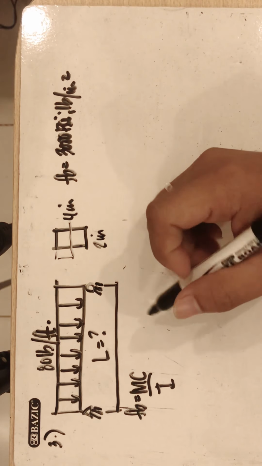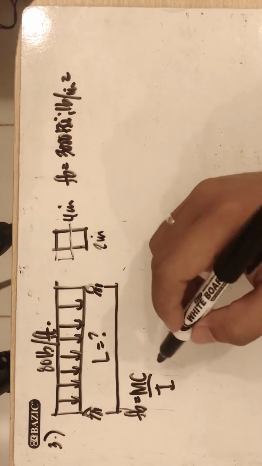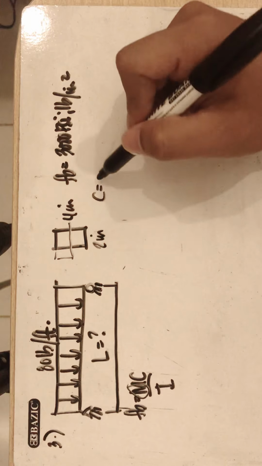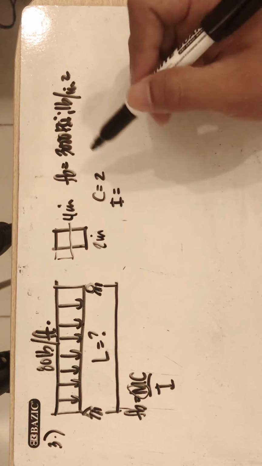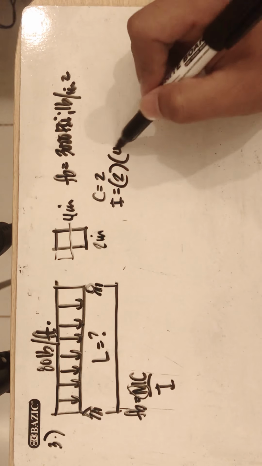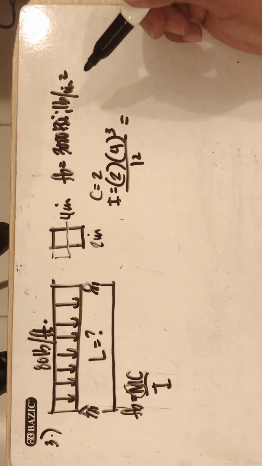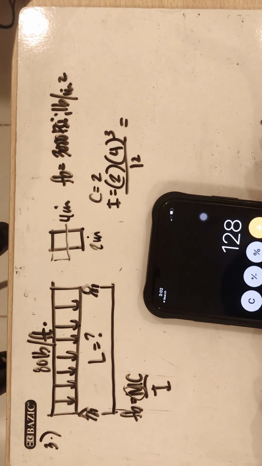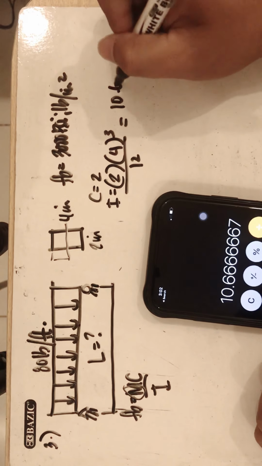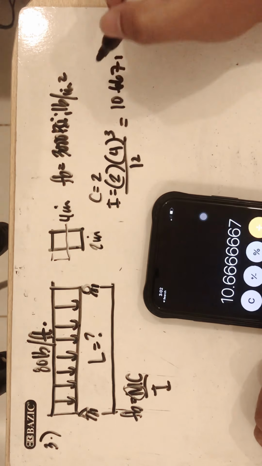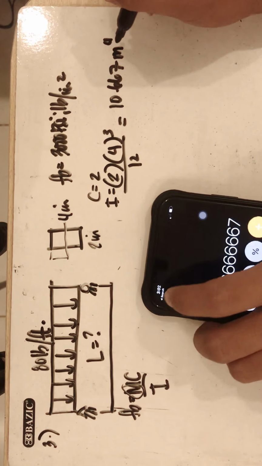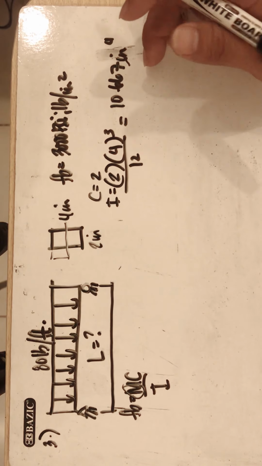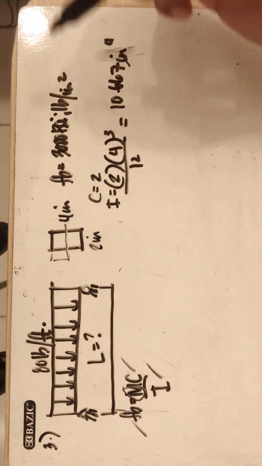Let's compute the value of L. To compute for L, of course we need the moment. Since C is given as 2, and I is equivalent to bh cubed divided by 12, let's compute that first. 2 times 4 cubed, 4 times 4 times 4 is 64, times 2, divided by 12, equals 10.667 inches to the fourth. So C is okay, I is okay, and Fb is okay.